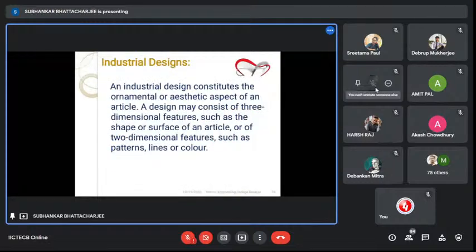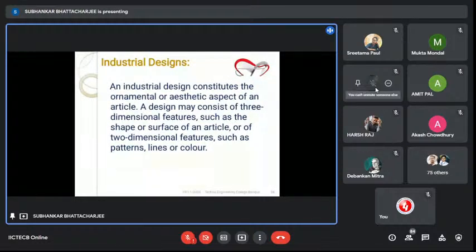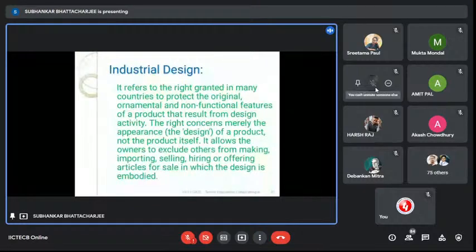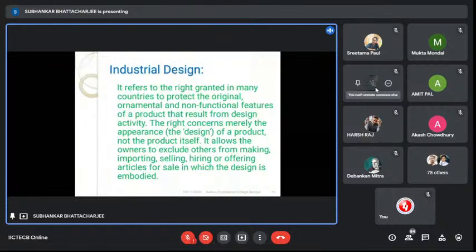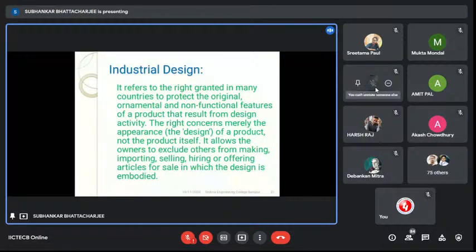Next, industrial design. Industrial designs constitute the ornamental aspect. Actually, industrial design originated from the USA. In the USA, they protect their ornaments and two-dimensional features, patterns, lines. First, the USA introduced industrial designs to protect their ornamental equipment. It refers to the right granted in many countries to protect the original ornamental, non-functional features of a product that result from design activities. This is industrial design.